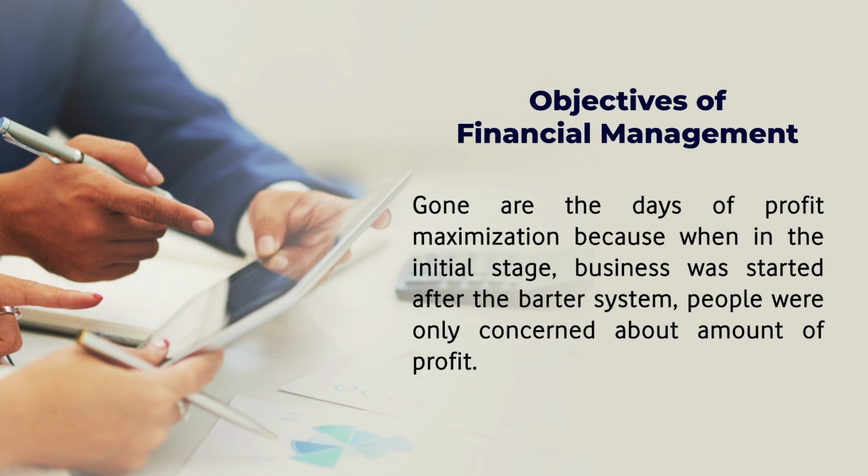So, gone are the days of profit maximization, because in the initial stage, when business started after the barter system, people were only concerned about the amount of profit. How much profit I earn, 100 crore, 2 crore, 10 crore, 50 crore and so on. They never talked about profitability. Profitability means how much percentage we are talking about. It is a comparative or relative term or evaluation term. So, profit maximization is not the focus nowadays, because profit maximization talks about maximizing the profit only for the owners, only for the shareholders.